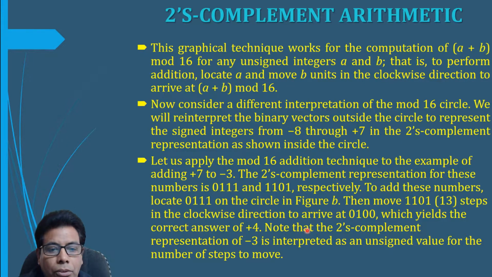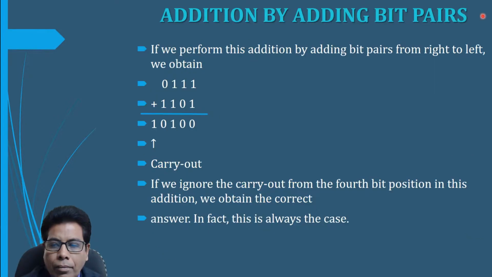So the 2's complement representation of -3 is interpreted as an unsigned value for the number of steps to move. So we have to find the 2's complement and that will represent the number of steps to move. In this way we can do the addition of negative numbers as well as positive numbers with the help of 2's complement. Now, addition by adding bit pairs. In the last graphical method we performed the addition of +7 and -3.